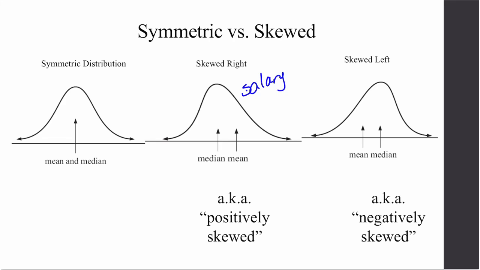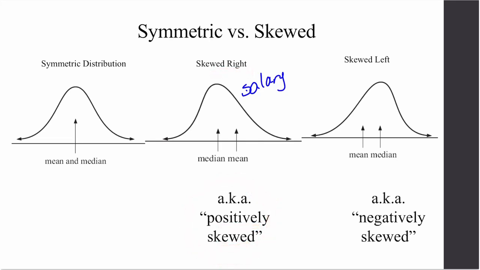The CEO, Jeff Bezos, his salary is going to be way, way, way up here, but most of the employees, their salary is going to be here. So the mean is going to be skewed. The high salary of the CEO is going to be pulling the mean toward that tail. And so the mean is going to be higher than the median. This is also considered to be positively skewed. So skewed right is also known as positively skewed.